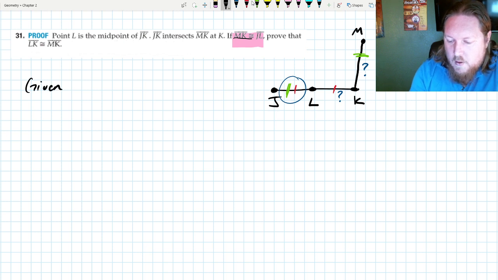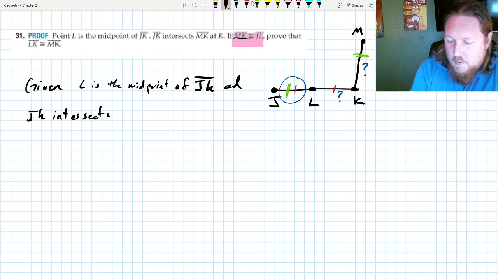given L is the midpoint of JK and JK intersects MK.